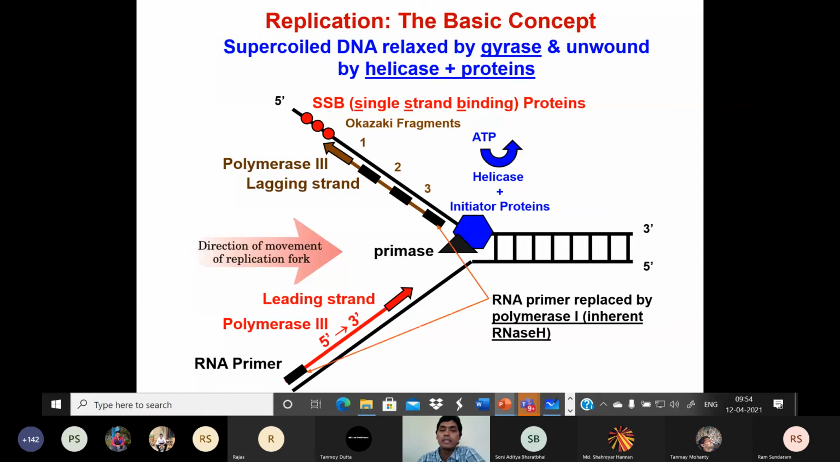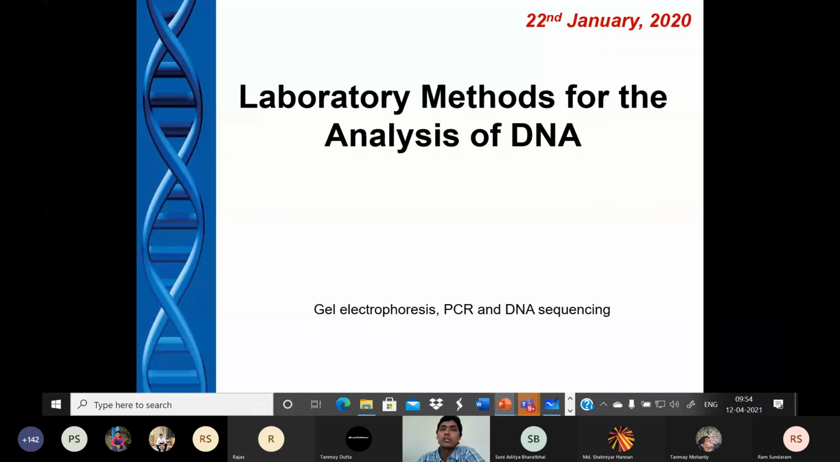The next topic is very simple. I told you about replication, but now, how can you analyze DNA in the lab? These are laboratory methods for analysis of DNA. We are going to discuss gel electrophoresis, and another one is PCR. I told you what RT-PCR is, and one student already said what PCR is. Then there is DNA sequencing. We cannot discuss DNA sequencing today because it is much more complicated and I need to spend more time on how we sequence and decode the information present in DNA. I will discuss that later.